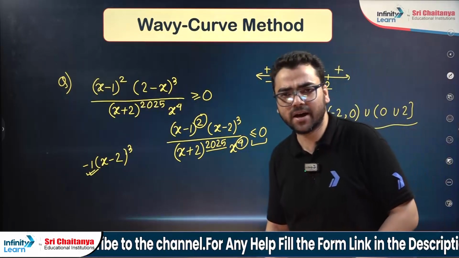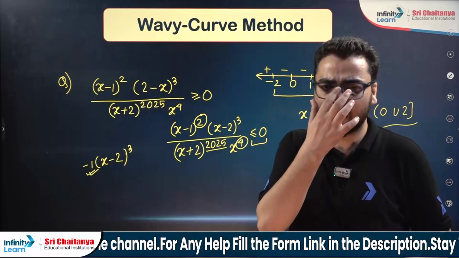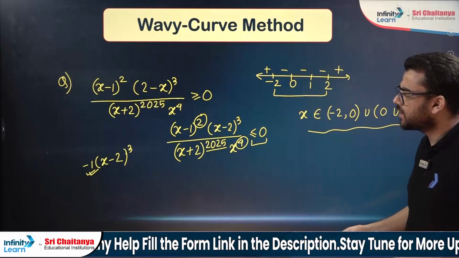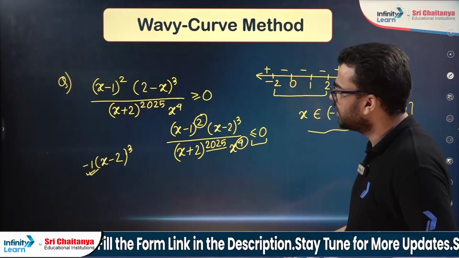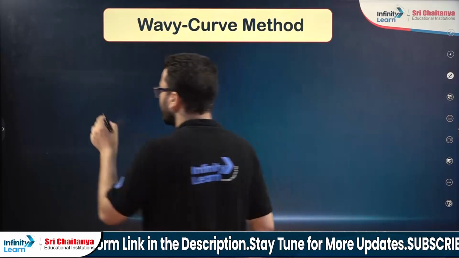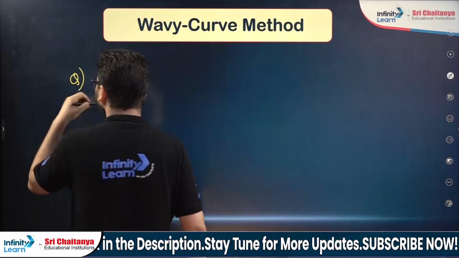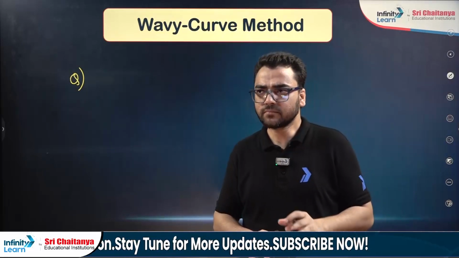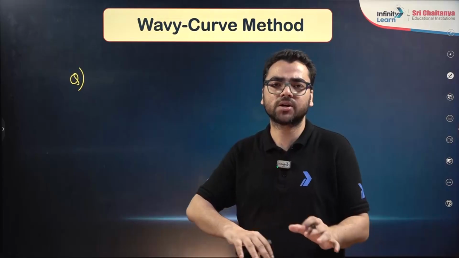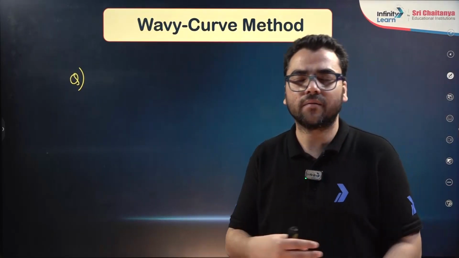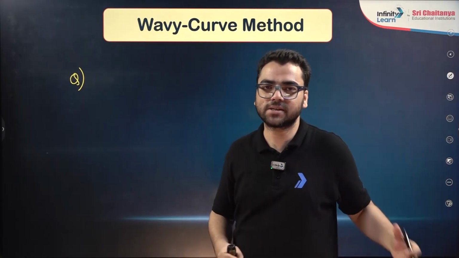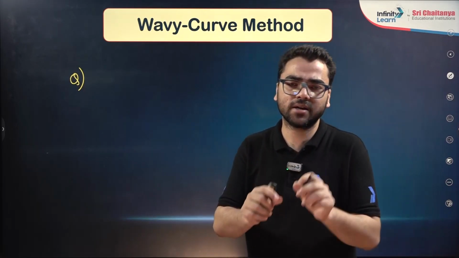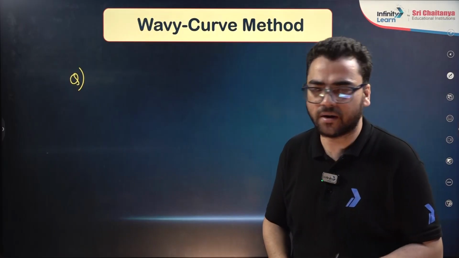I hope that is clear, guys. So that's how the wavy curve method works. Now sometimes you get a different question. I'll take an example. There can be many questions on it, and obviously they will put many other types of functions in that case, like trigonometric functions, greatest integer function and all that. I'm just taking simple algebraic functions over here.